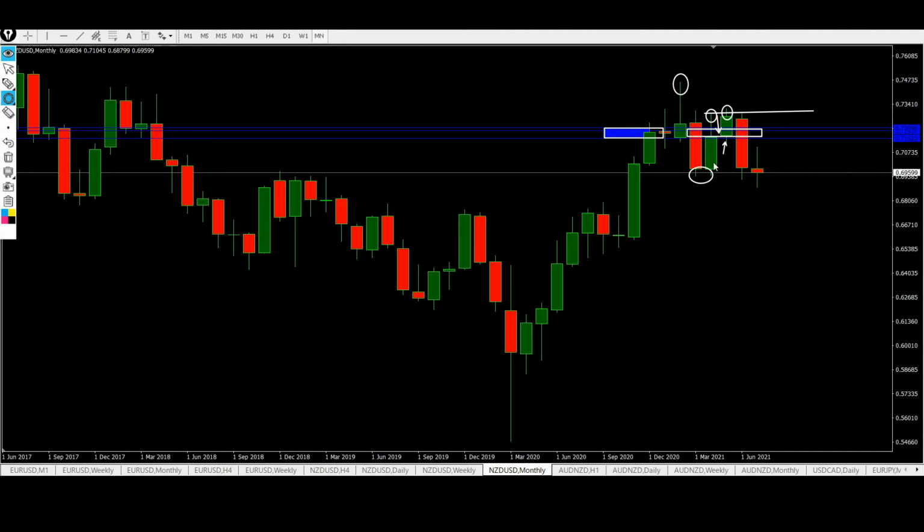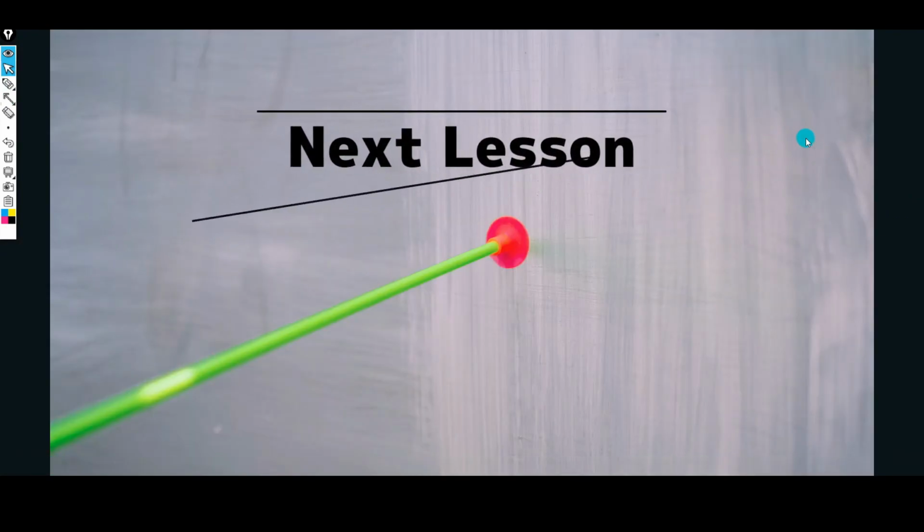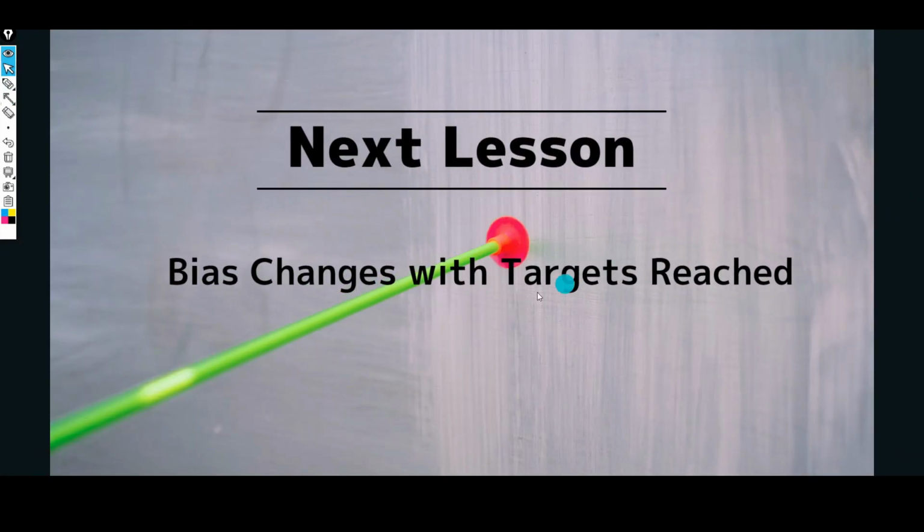Okay, so in this way, in a real life example, you can see that biases can change through new pivot strength or even targets. And moreover, even the combination of new pivot strength bias changes and main targets reached can cause biases to change abruptly from short to long, and vice versa. All right, and these bias changes through targets reached will be the subject of the next lesson. Okay, all right, next slide. So in the next lesson, we'll be covering bias changes with targets reached.